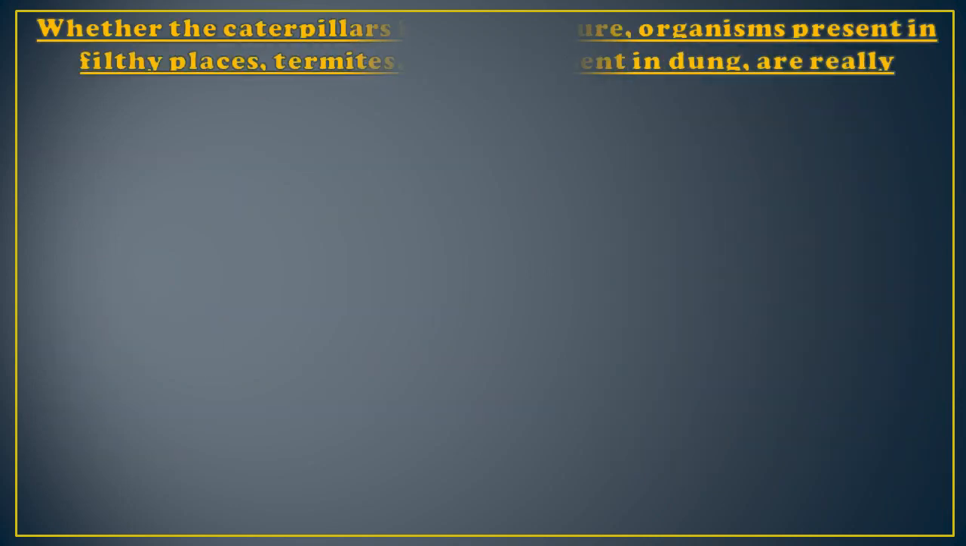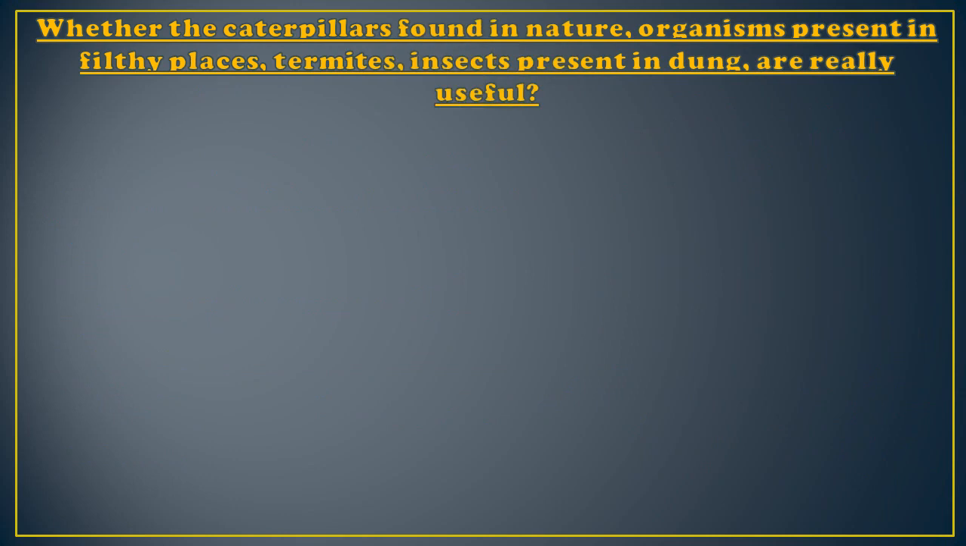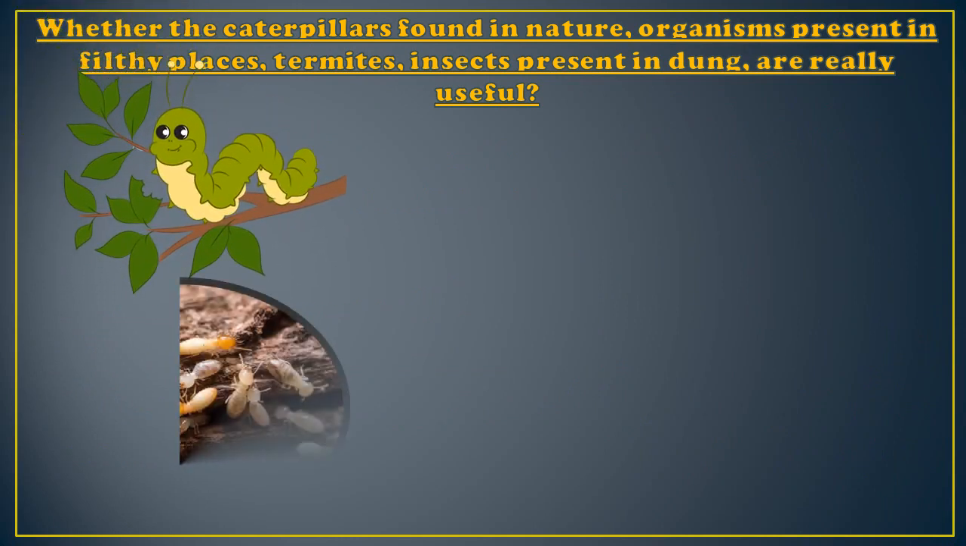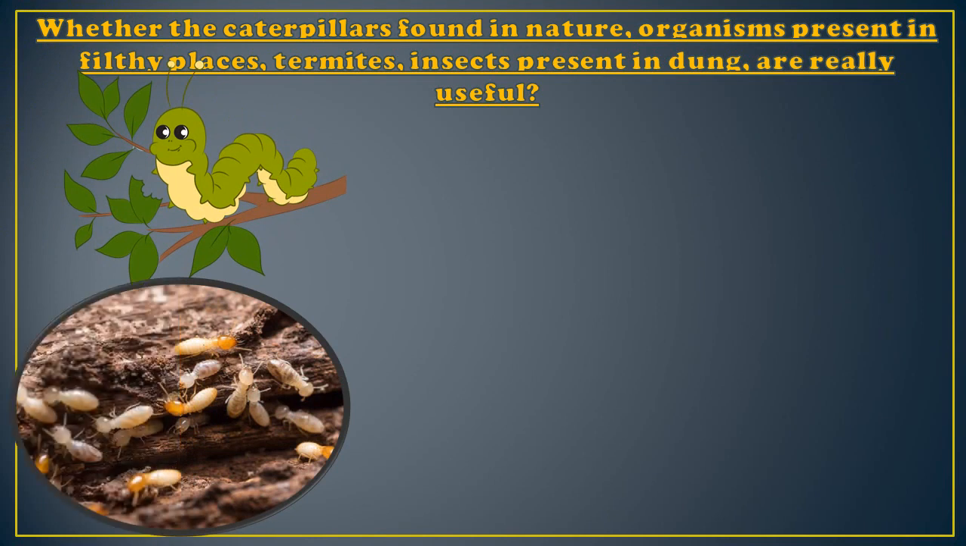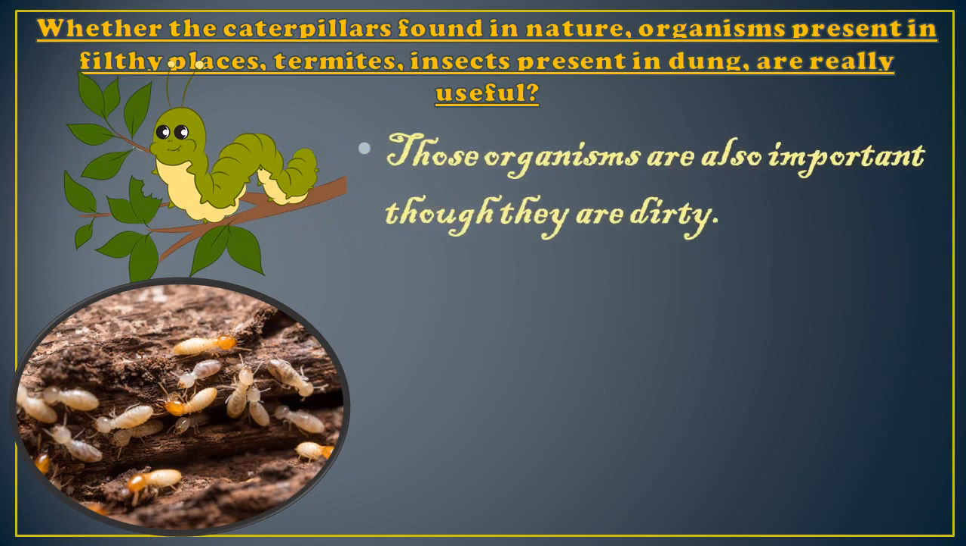A question may arise in our mind: are the caterpillars found in nature, and organisms present in filthy or dirty places like termites, useful? Termites are the white ants which are present in filthy places. Insects present in dung are really useful in the ecosystem. So yes, obviously students, each and every organism, every part of the ecosystem, plays an important role in maintaining the ecosystem. That includes the caterpillars, insects and termites present in dirty or filthy places.